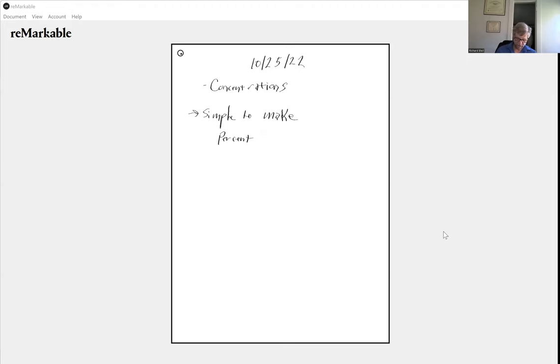Percent always means per 100. Per means divided by. How many per? How many apples per bushel? How many bananas per bunch? Per means divided by. Cent means 100. Century, 100 years. There are 100 cents in a dollar. Centimeter, 100 per meter. So cent always means 100.